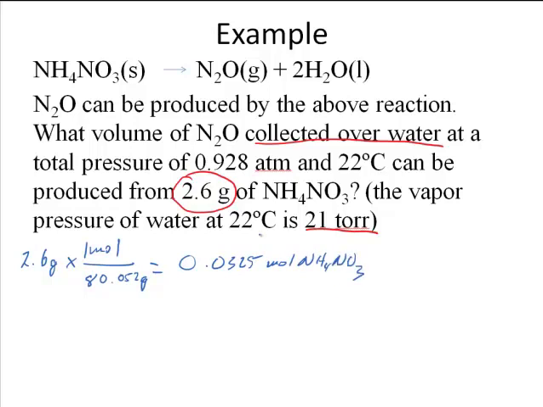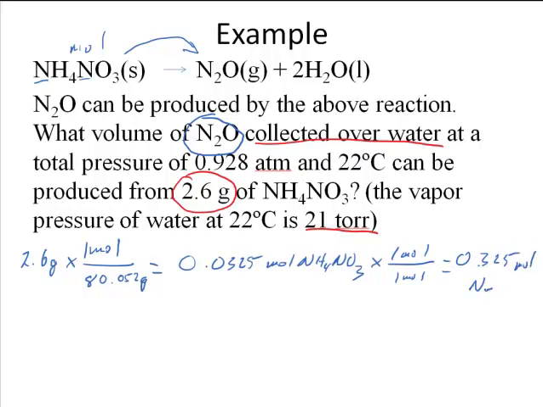Now I know how many moles of this I have, but what we want to find is the volume of N2O. So what's my next step? Well, to get from here to there, I've got to do a mole ratio, correct? Now let's see, is this balanced? 2 N's, 2 N's, 4 H's, 4 H's. Okay, this is a balanced equation. So my mole ratio is simply 1 mole over 1 mole, right? So what I get here is 0.0325 moles of N2O.